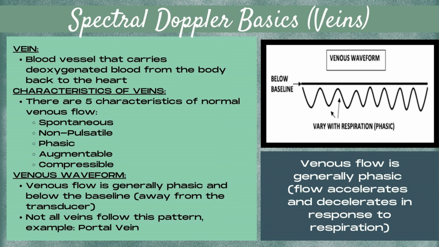A venous waveform is typically going to be phasic, which means that it accelerates and decelerates in response to respiration, and it's generally going to be below the baseline and generally going to be flow away from the transducer, though not always. Note that the portal vein is venous flow, however, portal vein flow travels into the liver, which is flow moving towards the transducer and a positive Doppler shift.